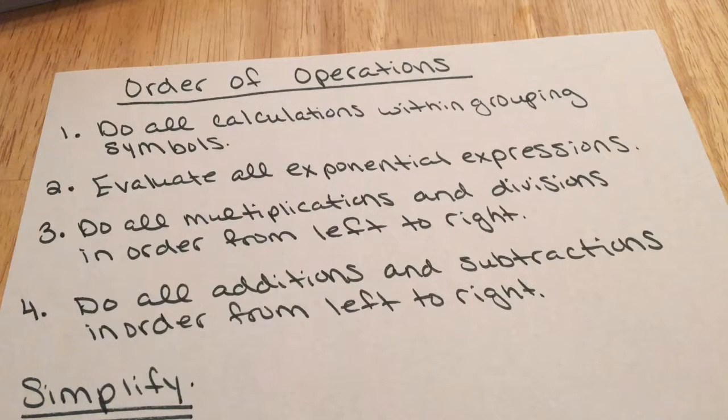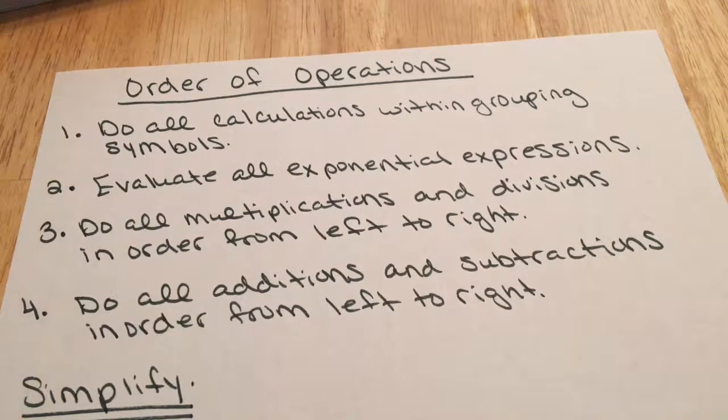Everyone. Today we're going to be talking about the order of operations. So with our order, we have 4 steps that we want to take, and we have to make sure that these are in order. Our first step is to do all calculations within grouping symbols. Grouping symbols can be things like parentheses, brackets, braces, radical symbols, even fractional parts where we have a numerator and denominator separated, and absolute value symbols.